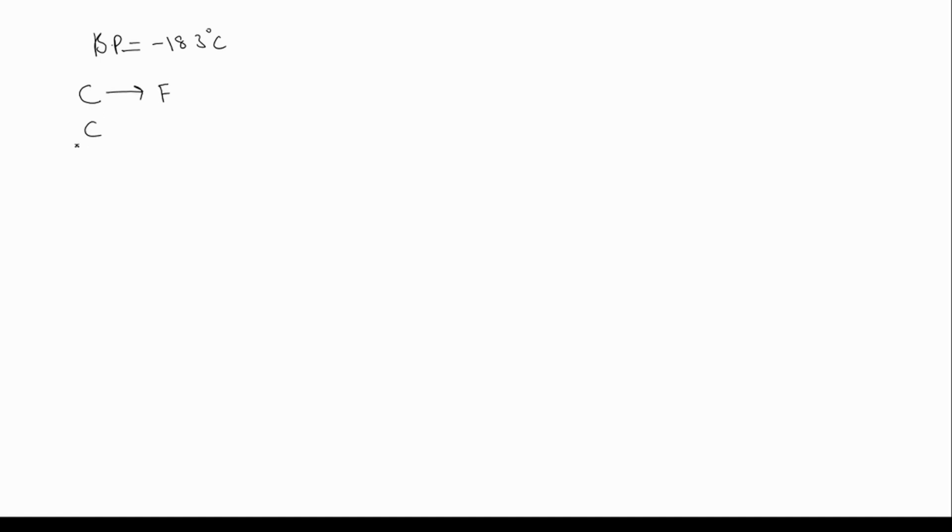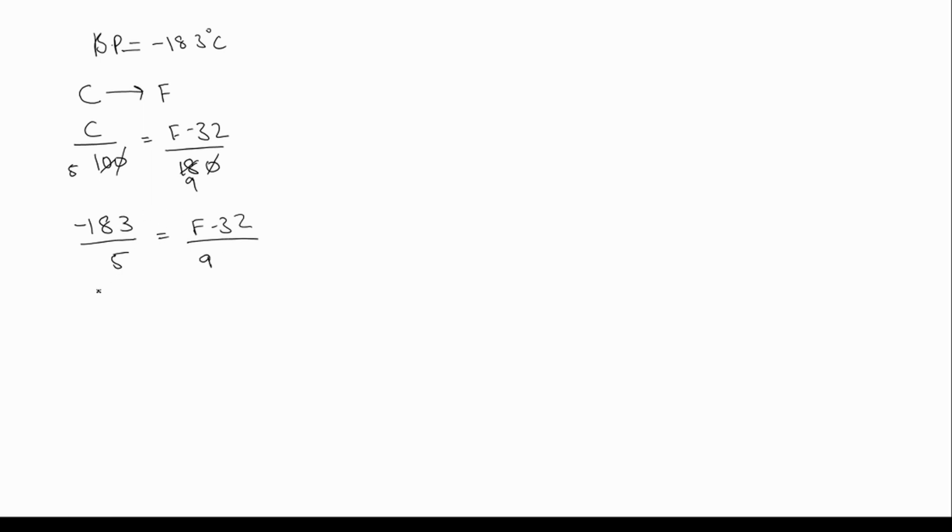We know C by 100 is equal to F minus 32 by 180. The zeros will get cancelled. 9, 2 9s, 2 5s. So the temperature is given in Celsius, that is minus 183 degrees Celsius. Minus 183 by 5 is equal to F minus 32 by 9.